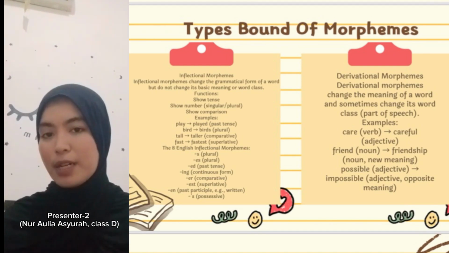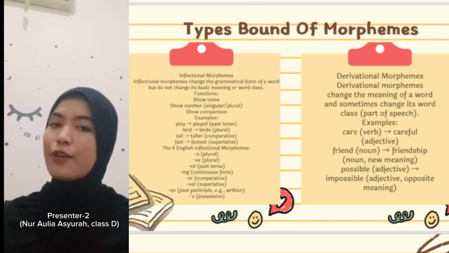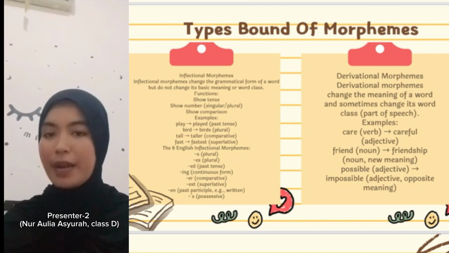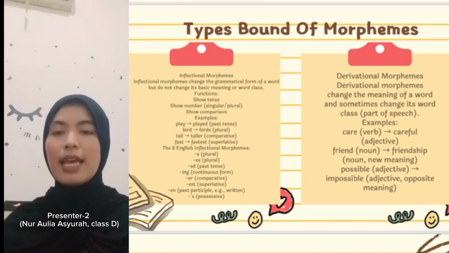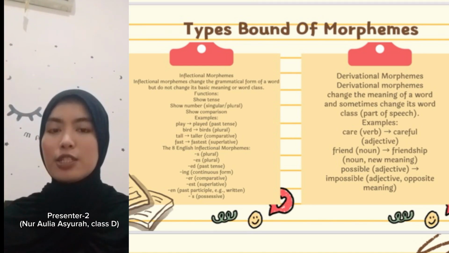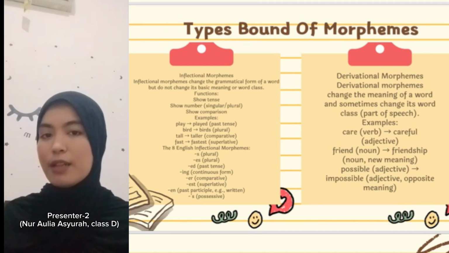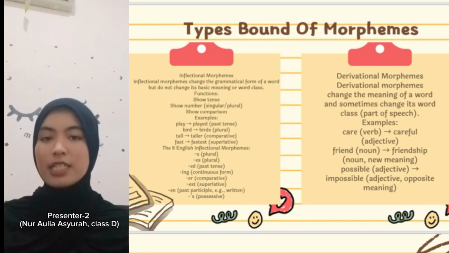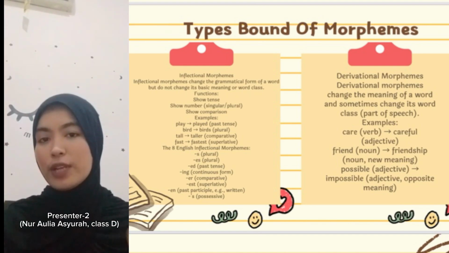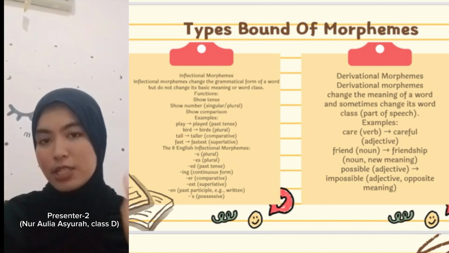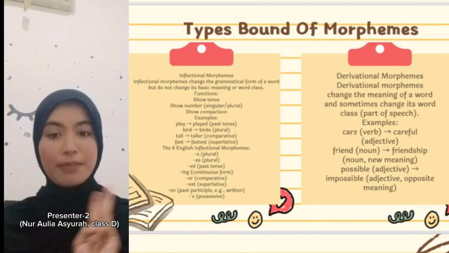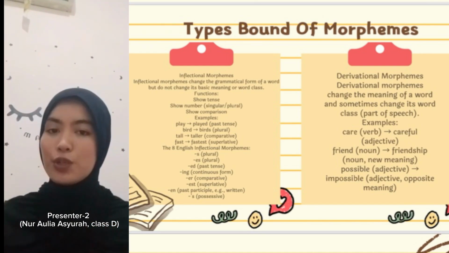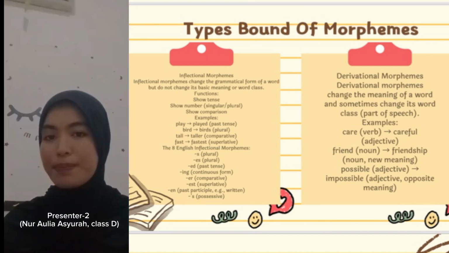participle, example, written. And ing for progressive, example, running. Er for comparative, example, faster. Est for superlative, example, fastest. Key characteristics: first, do not change the word class. Second, do not create new words. Third, only adjust grammatical meaning. Example: play is a verb, and played is still a verb.